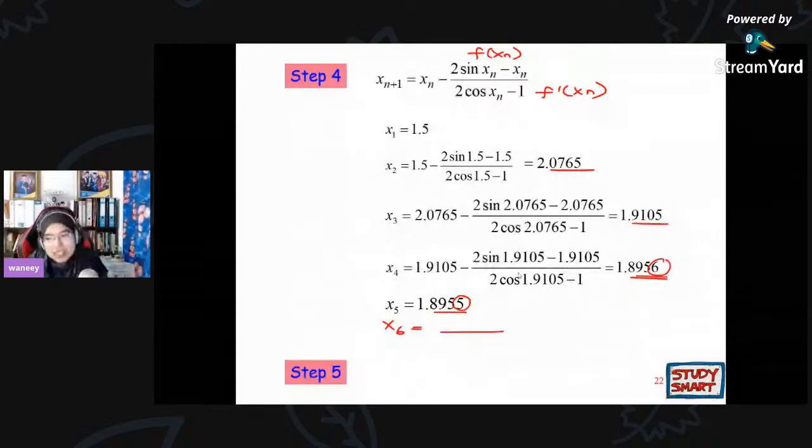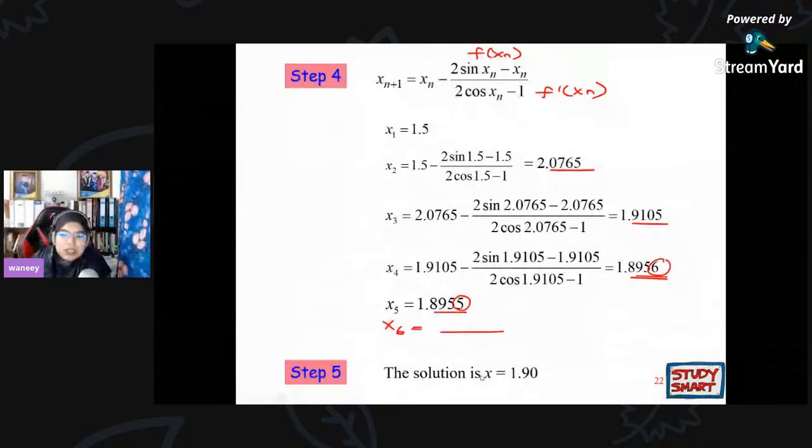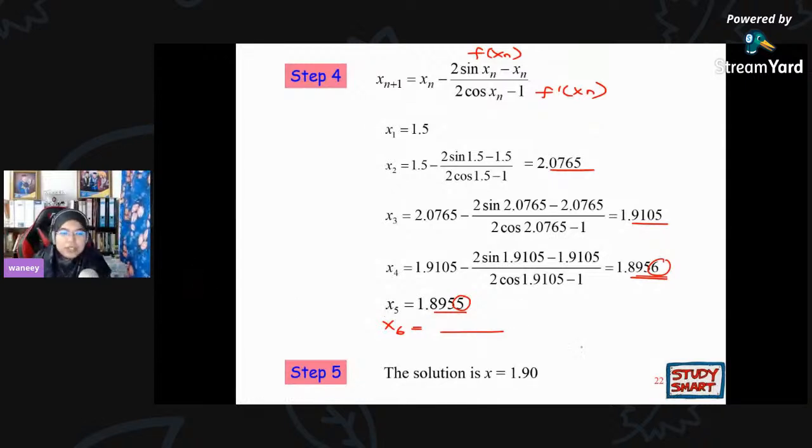Okay, so once you have something that is similar, don't forget you must write down your conclusion. Therefore, the solution is x equal to 1.90. So if you go back to the question, it asks in 2 decimal places, 2 dp. So that is the reason why we are having something like 1.90. So in 2 decimal places.